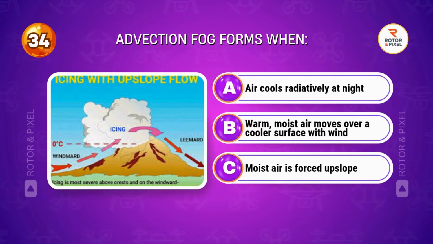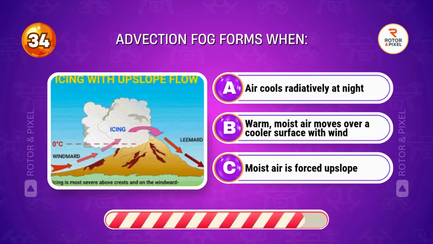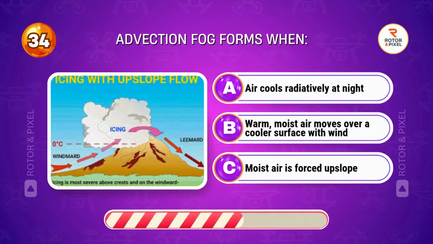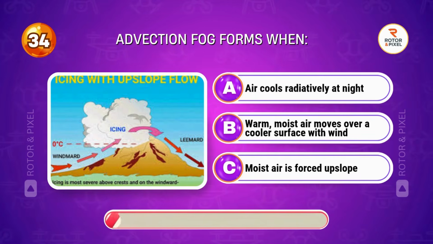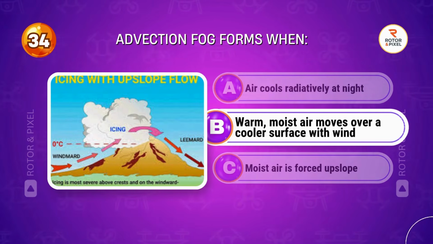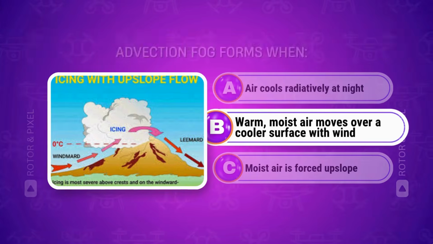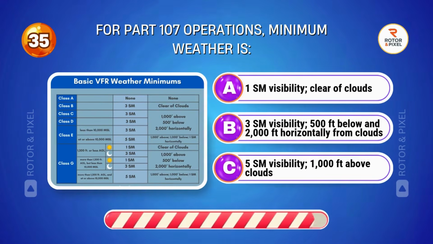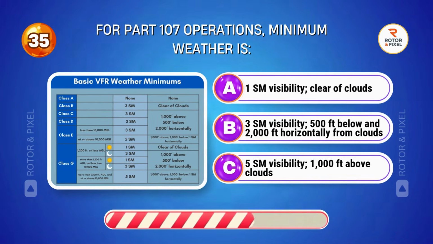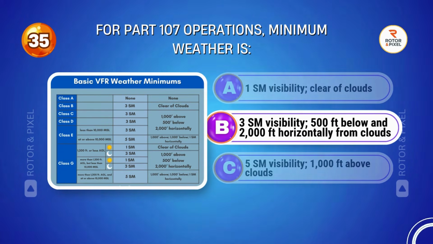Advection fog forms when? Answer B, warm, moist air moves over a cooler surface with wind. For Part 107 operations, minimum weather is? Answer B, 3 SM visibility, 500 feet below and 2,000 feet horizontally from clouds.